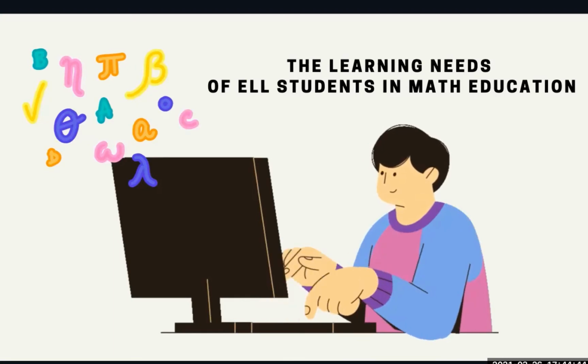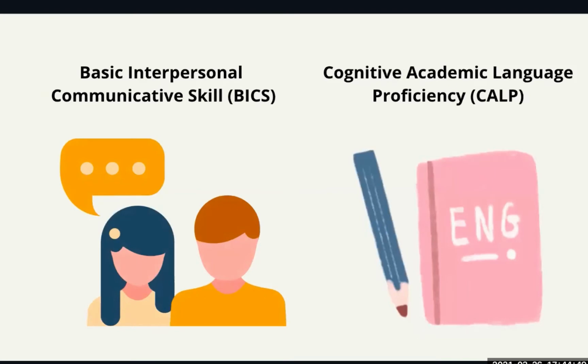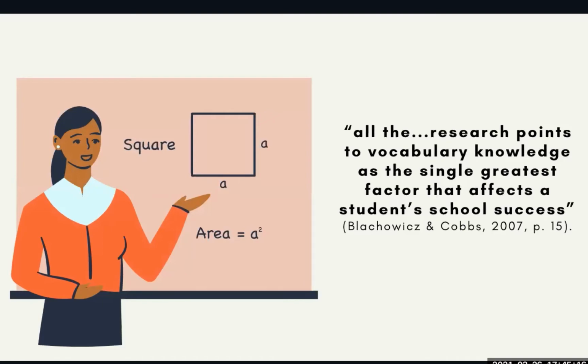According to Jim Cummins, for ELL students, there is a distinction between basic interpersonal communicative skill, BICS, which is the ability to hold social conversation in English, and cognitive academic language proficiency, CALP, which refers to the more technical vocabulary knowledge involved in academic English. Studies have shown that CALP takes up to 4 to 7 years to attain. Meanwhile, all the research points to how vocabulary knowledge is the single greatest factor that affects a student's school success.